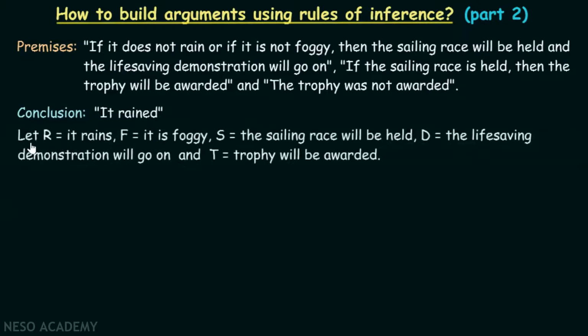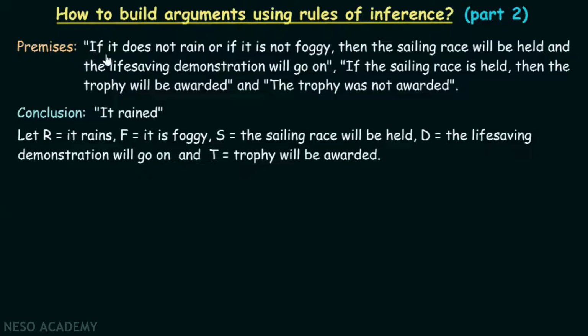Suppose R is a propositional variable which represents the proposition it rains. F represents it is foggy. S represents the sailing race will be held. D represents the life-saving demonstration will go on, and T represents the trophy will be awarded. Now we know what the first step is. We need to convert all these premises into their propositional logic form. So let's convert them one by one.